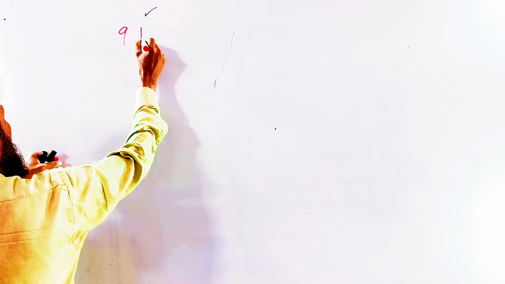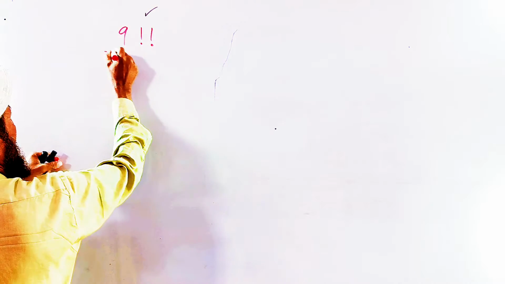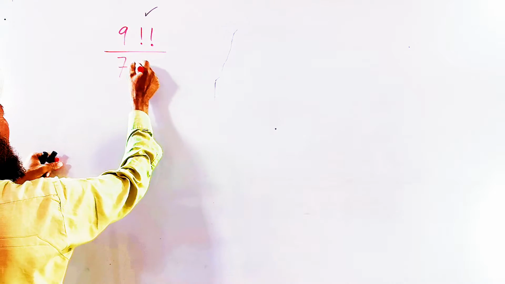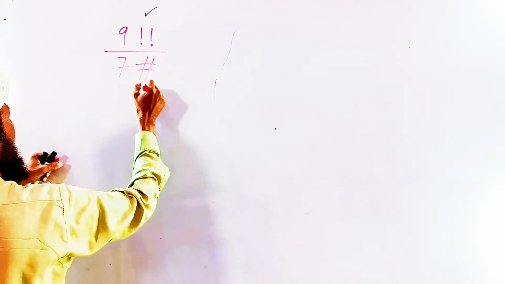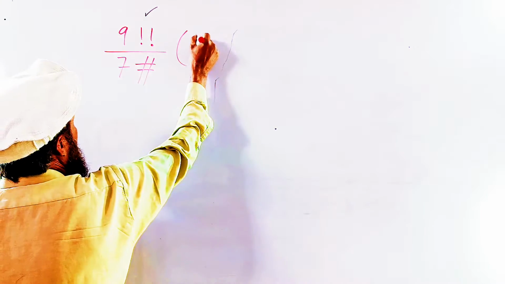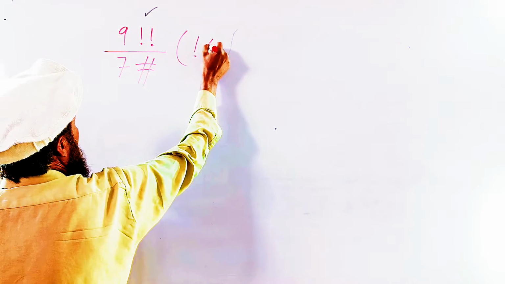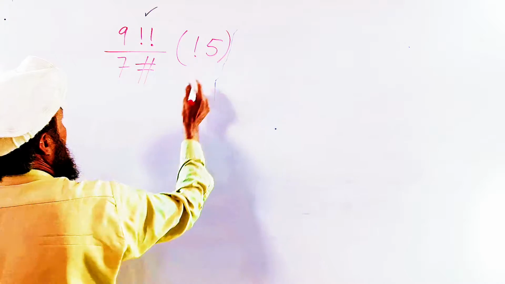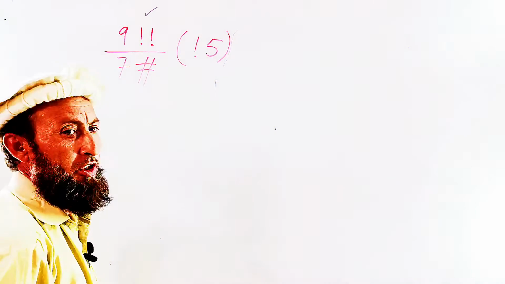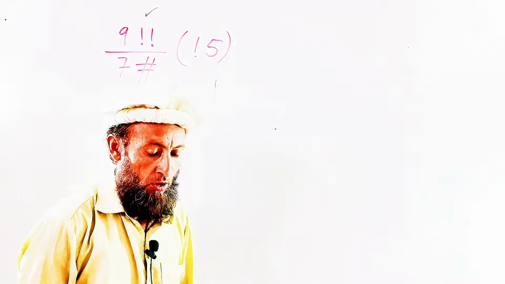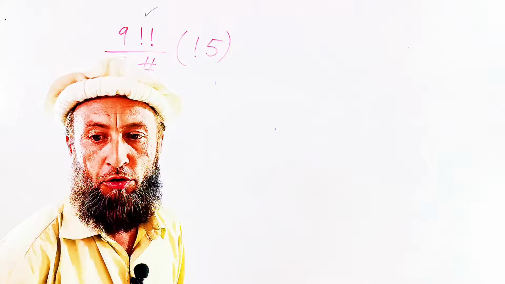9 double factorial divided by 7 primorial times subfactorial 5. You have seen this type of question for the first time. So according to the definitions, we are using here.